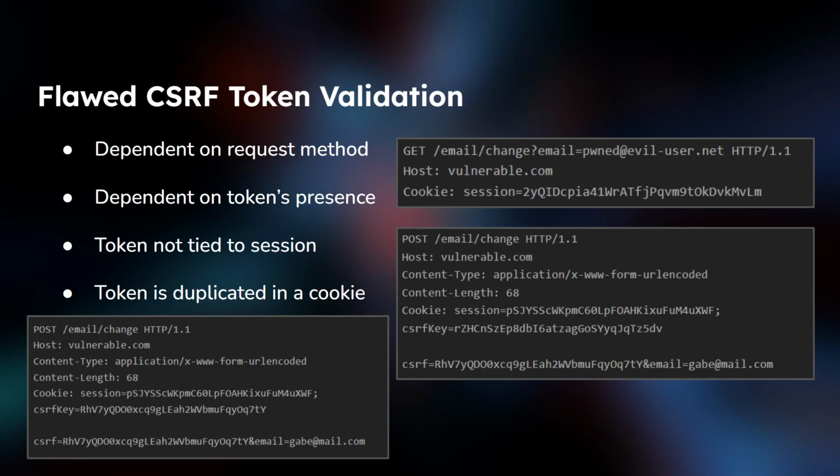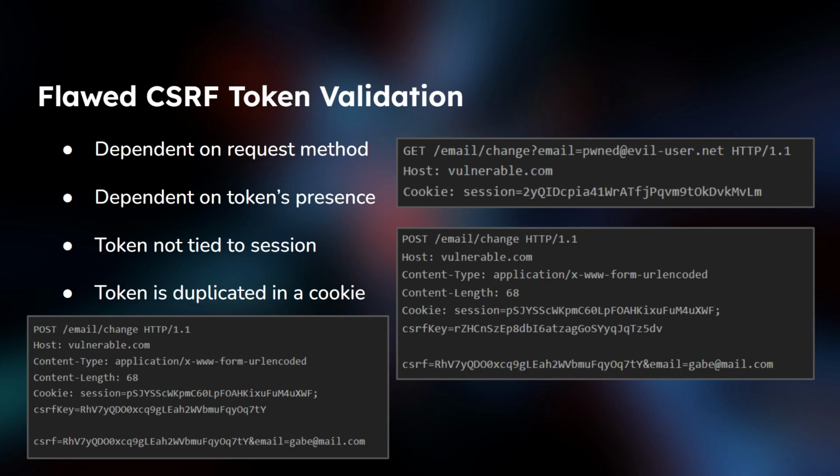So the first one, if your validation depends on your request method. In the last slide, it was using a POST request, but as we've done before, you can sometimes change the contents of a POST request into a GET request by adding them to the URL. And in this example, we could still query the email change endpoint and just put the parameters in the URL, and all of a sudden it doesn't really care. So that would be a flawed implementation that checks the CSRF token based on the request type.